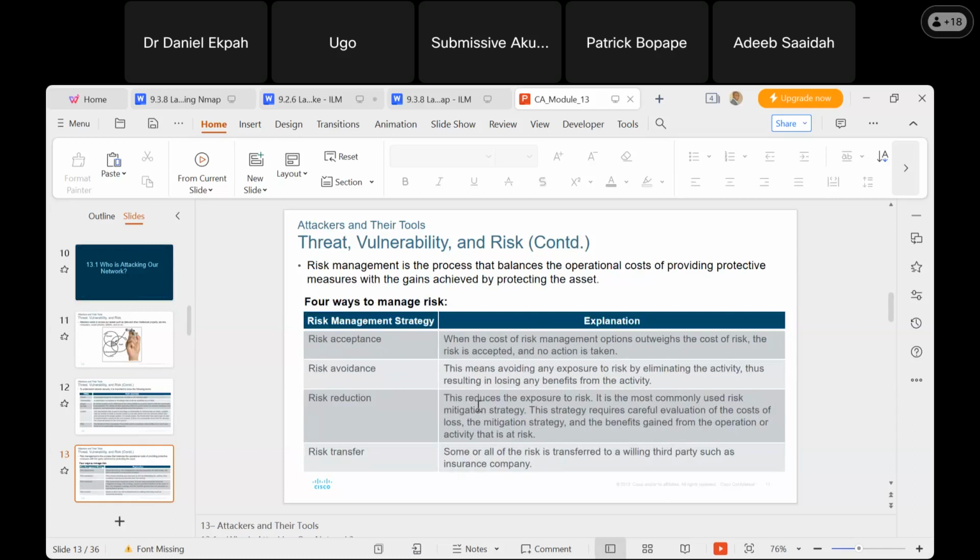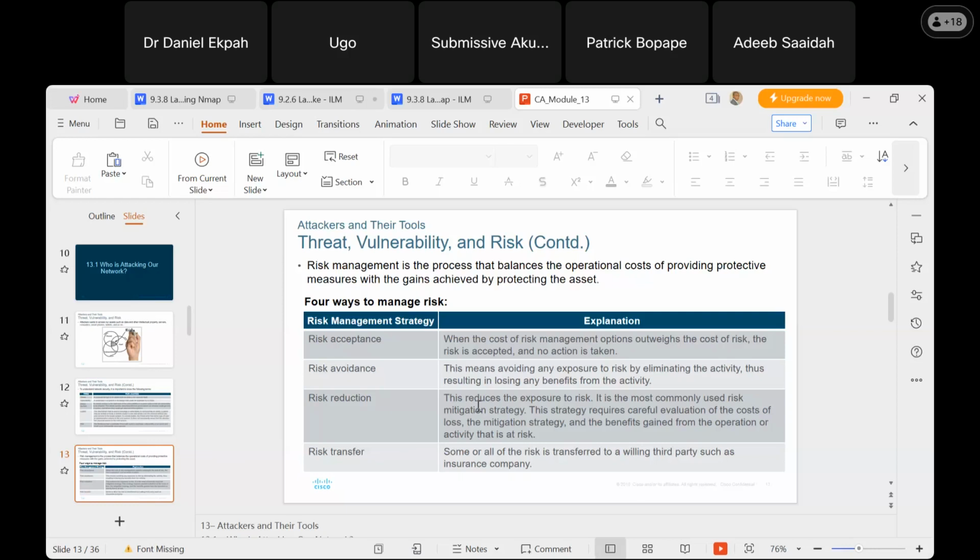The threat, vulnerability, and risk. Still, we're looking at risk management, which in this case is a process that balances the operational cost of providing protective measures with the gains achieved by protecting the assets. So there are four ways to actually manage risk. One is risk acceptance.